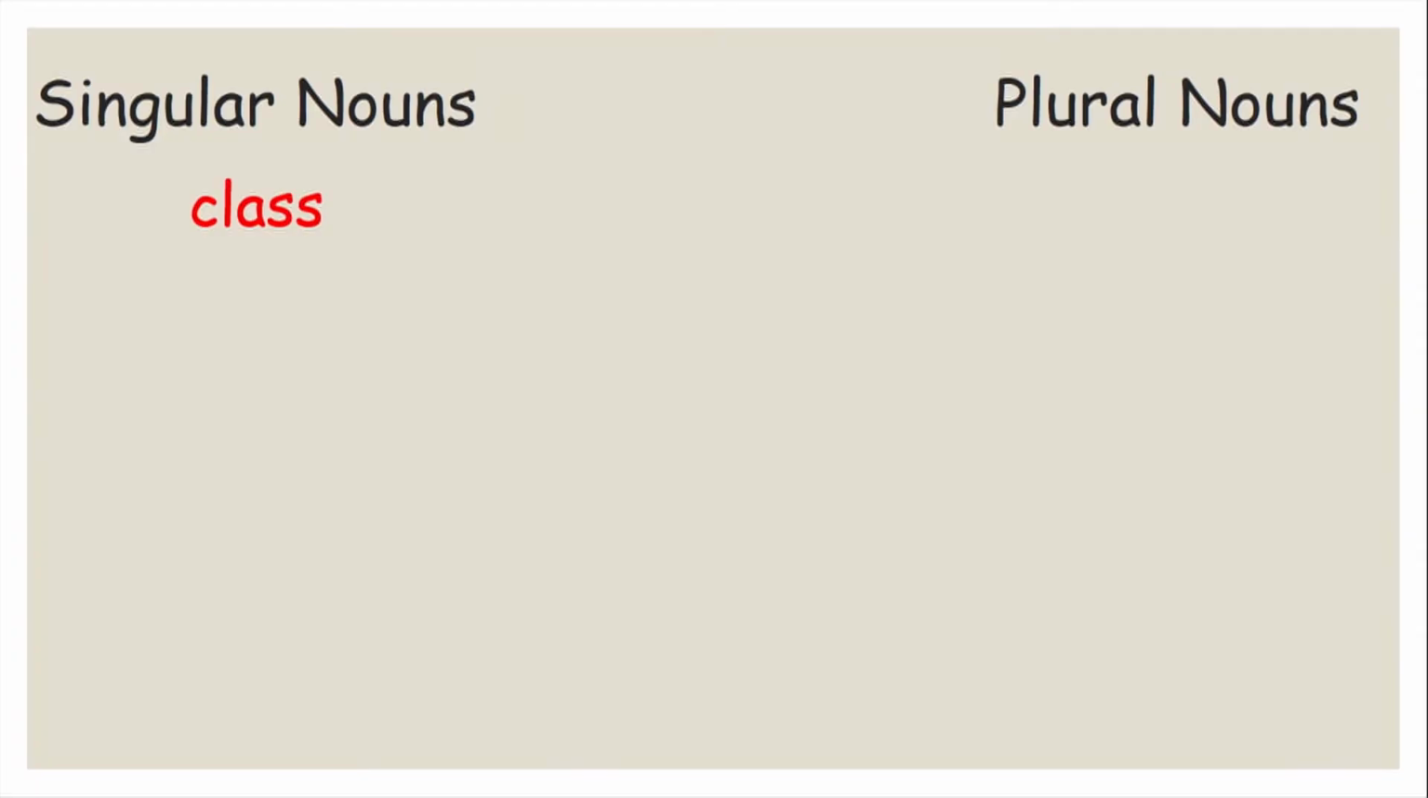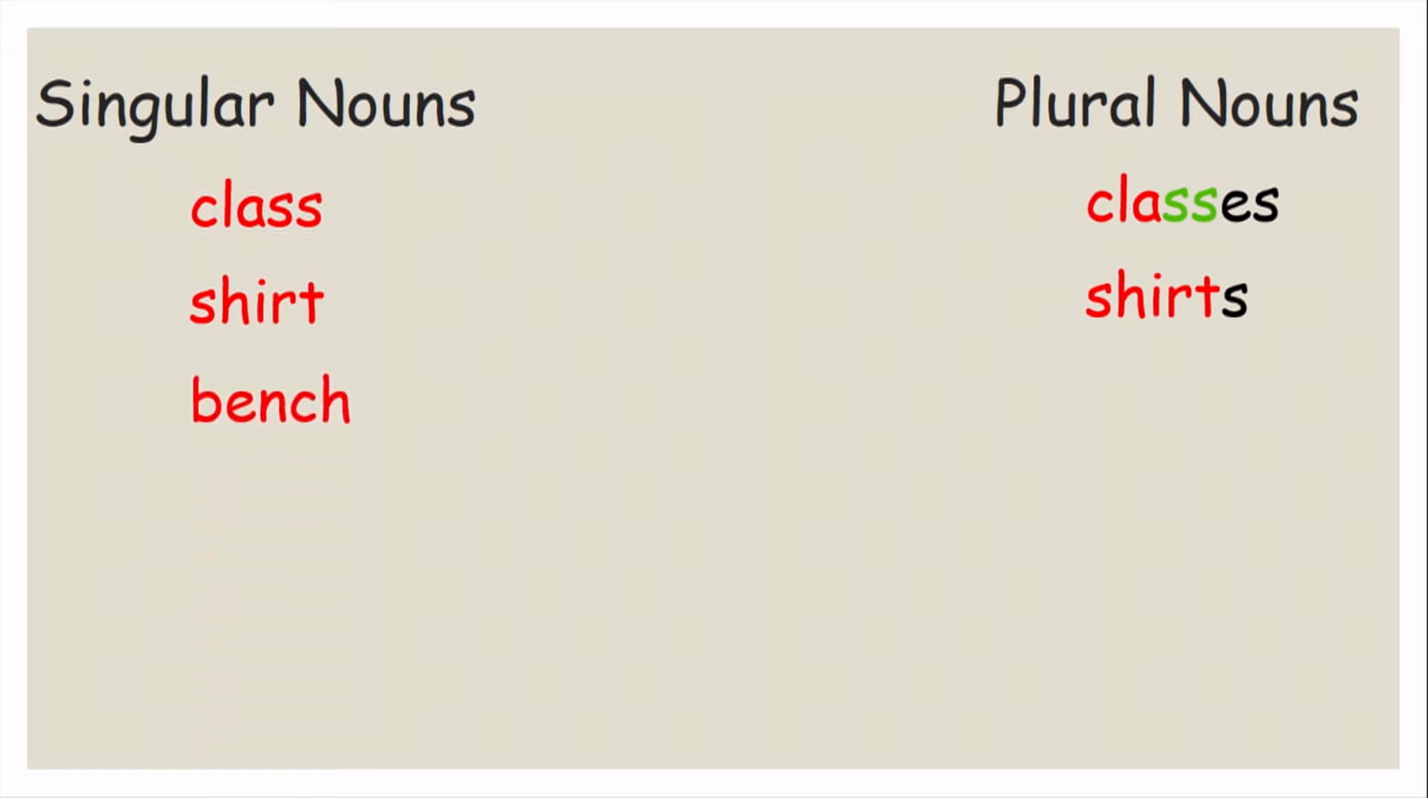So we have class. Class ends with what? ss. Good. So to form the plural of class, what do we have to do? Yes, we have to add es. We have shirt. What do we have to do with this one? Just add an s. So we get shirts. Bench. Bench ends with what? ch. Good. And to form the plural of a word ending with ch, we have to add es.